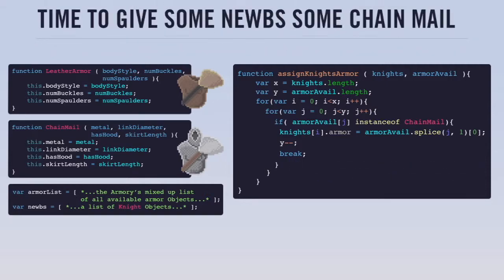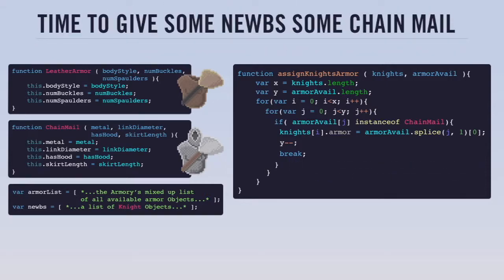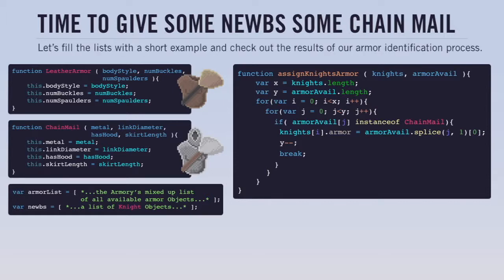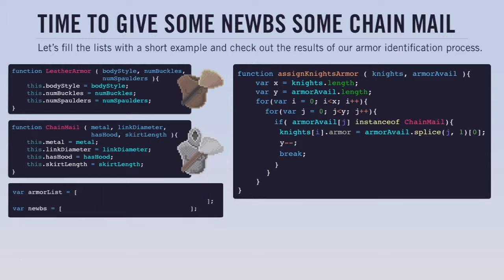Cool, we got a function. Time to give some of these newbies some chainmail, man. So let's fill the list with a little short example, and we'll check out the results of our armor identification process. So let's build a couple sample arrays for our instance of test here.